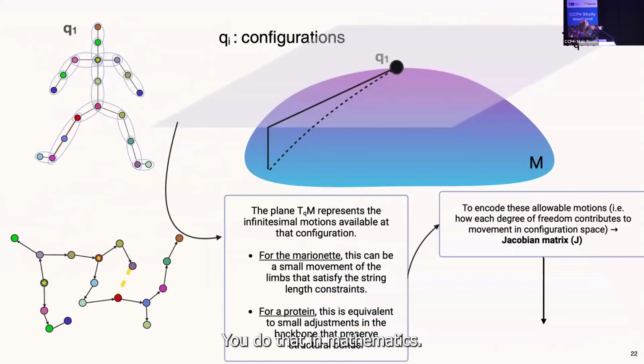To do that, in mathematics, we usually use what we call the tangent space, which represents the very, very small motion available for each configuration. For the marionette, this can mean a small movement of the limbs that satisfies the string length constraints. For a protein, this is equivalent to a small adjustment in the backbone that preserves the structural bonds. To encode that, like in physics and mathematics, we can calculate a map that gets you from the manifold to the tangent space, which is called the Jacobian matrix.